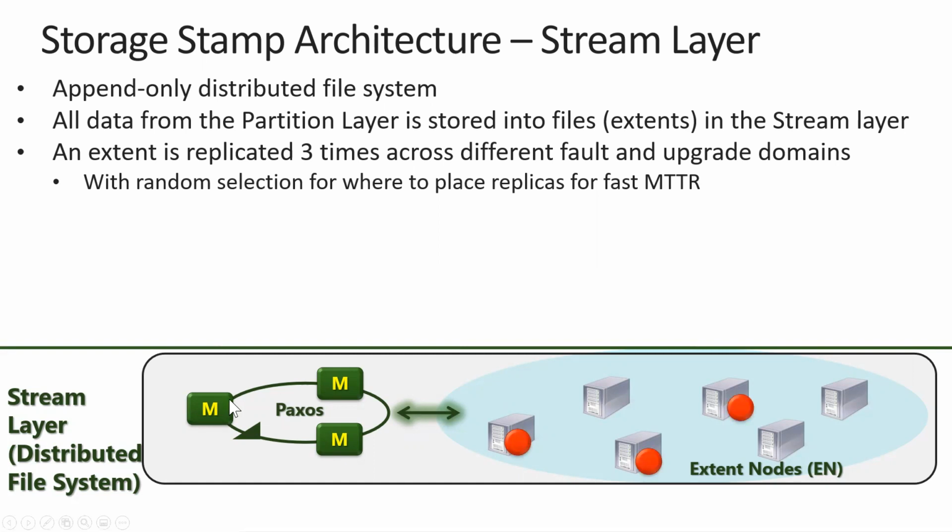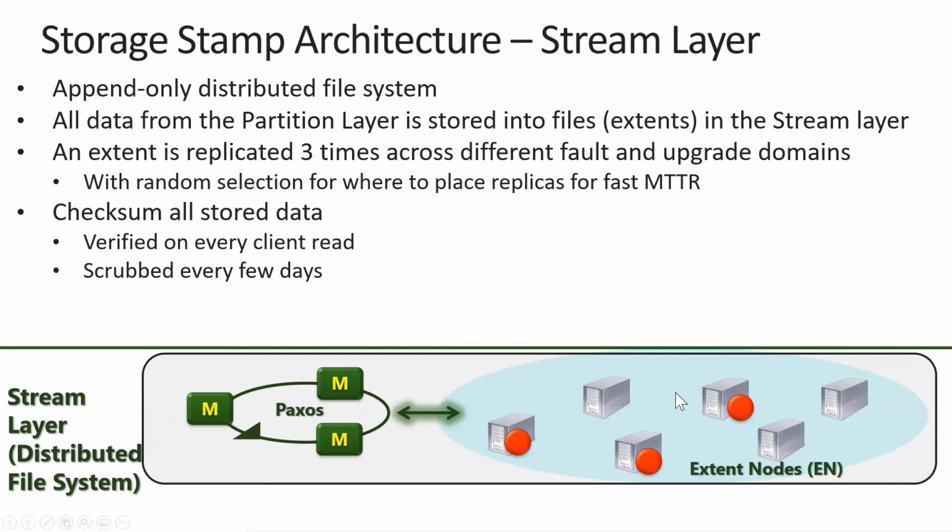Once the stream manager decides that some stream of data needs to be stored in these 3 extent nodes, then the data will be stored there. It is also responsible for doing the checksum of all the stored data and verifying that all the data is still valid, right? Because when data is stored for a long duration, due to some hardware issues or something, your data might get corrupted in your disks. So it is important to periodically run checksums on your data and see if the data is still valid.